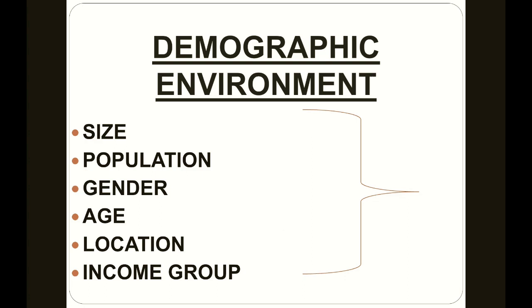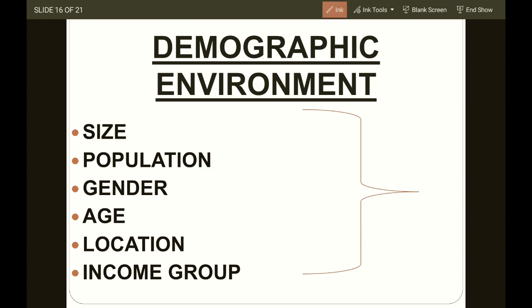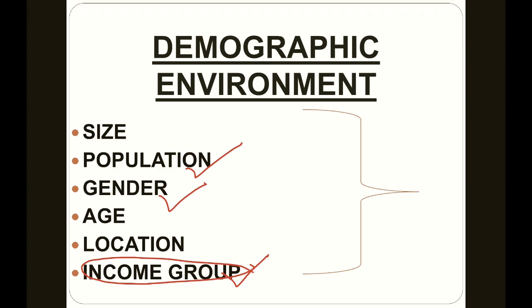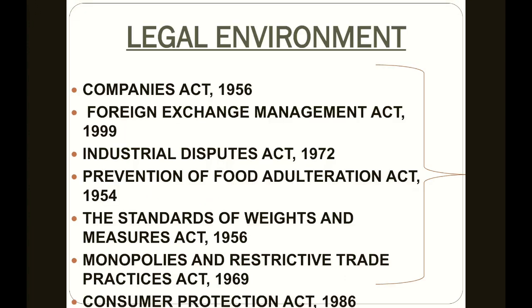Now the demographic environment is concerned with the demography of the economy. What is the size of the population, the gender distribution, the age group, the location, the income group? Very important. If you want to start a business in any economy, you need to see the location, the gender ratio, the population, the income group. If your income group is very lower class, they don't have much income, and you're manufacturing a very high-priced product, they won't be able to purchase it, and ultimately you won't achieve the vision of the business organization.